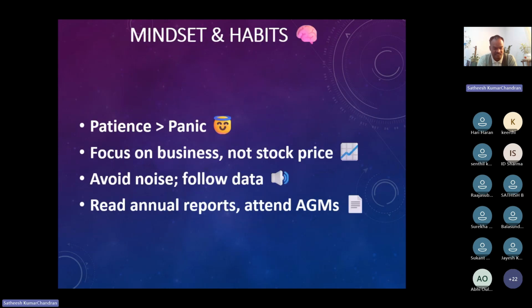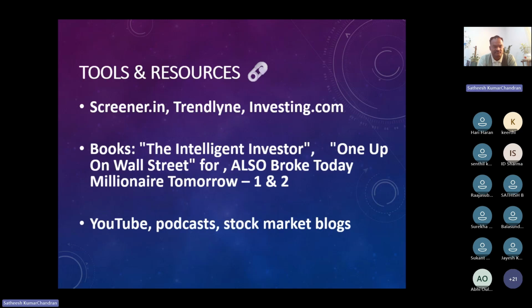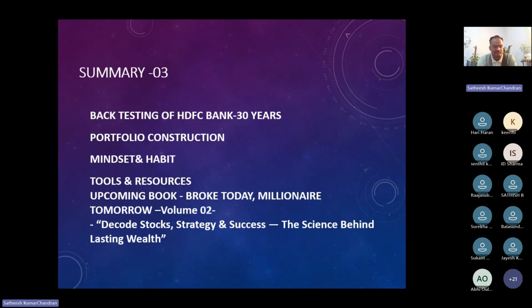So mindset, patience is important. Focus on business, not stock price. We need to avoid the noise, follow data. There may be negative news about a stock, we should ignore it. There may be too much positive news, we may have to ignore that as well. Sometimes we need to read annual reports, attend AGMs, like online meetings also. Tools and resources: Screener, Trendlyne, investing.com, books like The Intelligent Investor, and there are so many books. YouTube, podcasts, stock market blogs.